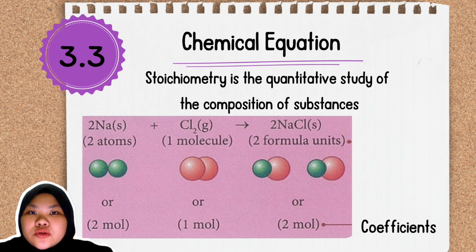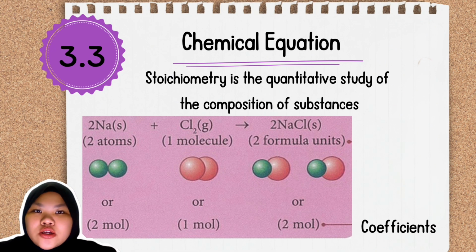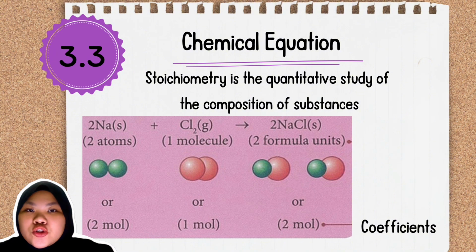The product produced by the equation is solid sodium chloride. 2NaCl shows 2 moles of sodium and 2 moles of chlorine. The mole ratio is called the coefficient.